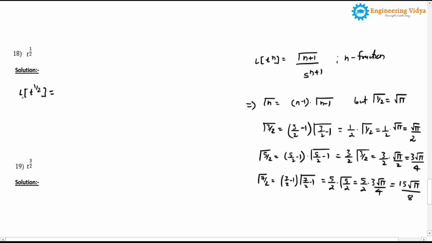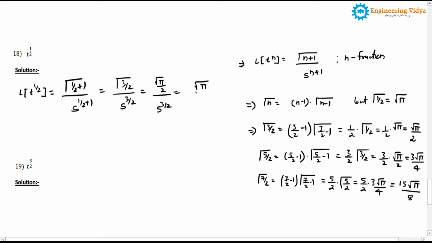Here we need to find the Laplace transform of t raised to 1 by 2, so we will apply this formula: gamma of 1 by 2 plus 1 upon s raised to 1 by 2 plus 1, right? And 1 by 2 plus 1 is gamma of 3 by 2. So gamma of 3 by 2 upon s raised to 3 by 2, and gamma of 3 by 2 is already calculated. Gamma of 3 by 2 is equal to square root of pi by 2, right? So here we will write square root of pi divided by 2 upon s raised to 3 by 2, and after simplification, the 2 goes down: square root of pi upon 2 into s raised to 3 by 2, and this is our final answer.